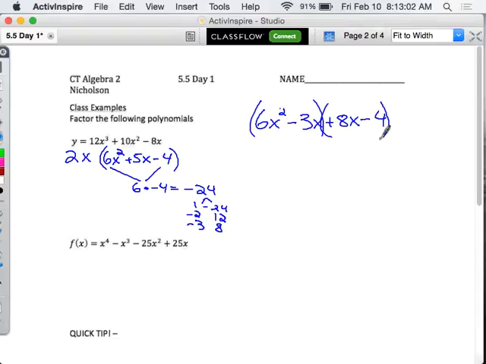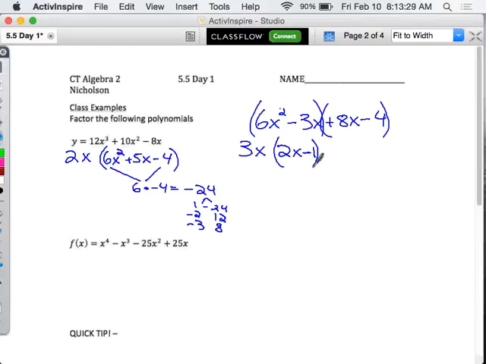So the largest number that fits into 6 and negative 3 is 3. Also, they both have an x, so I can also take an x out front. Left hand side, 3x times what would give me 6x squared? And the answer is 2x. 3x times what would give me negative 3x? And the answer is negative 1.